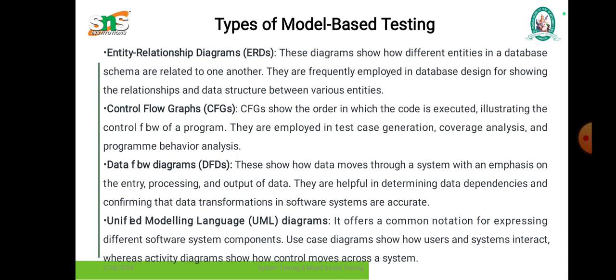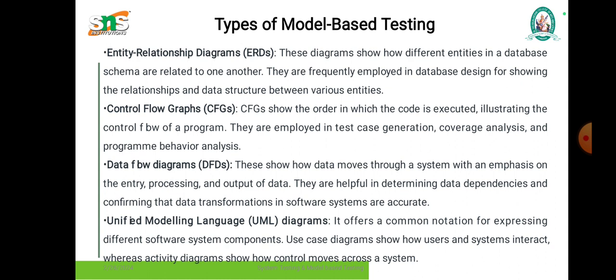And next one is types of model based testing. So the first type is ER diagrams, that is entity relationship diagram. These diagrams show how different entities in a database schema are related to one another. They are frequently employed in database design for showing the relationships and data structures between various entities.